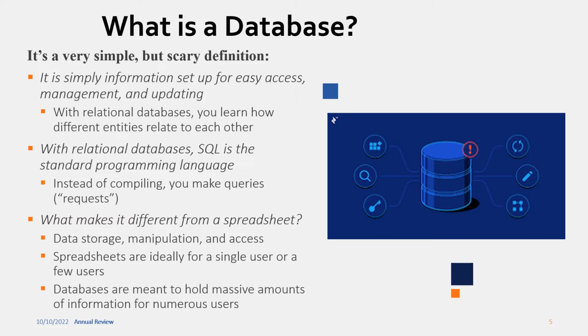Now, what makes a database different from a spreadsheet? It's usually the properties of data storage, manipulation, and access. Spreadsheets are usually meant for a single group of people or just one user. So they're meant for display for just one group to understand one concept and then be done. Whereas databases are meant to be more lasting. They're meant to hold massive amounts of information for numerous users. And it's consistently updated, consistently modified, consistently streamlined in order to stay relevant, for the data to continue to be processed and harvested from the databases.